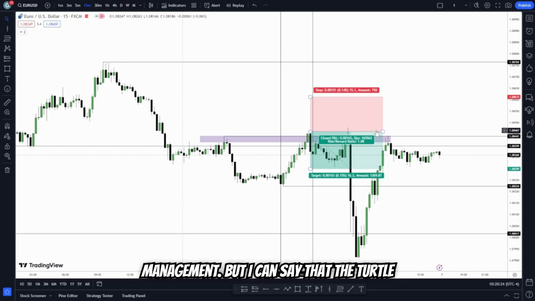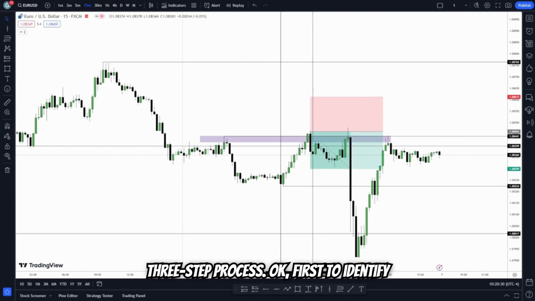But I can say that the turtle soup strategy is nothing but a 3-step process. Okay, first, identify the key levels. Identifying key levels means identifying the swing highs and swing lows, support and resistance levels on the charts, and then supply and demand, and the round psychological levels, or a strong swing point like this, a big move like this.